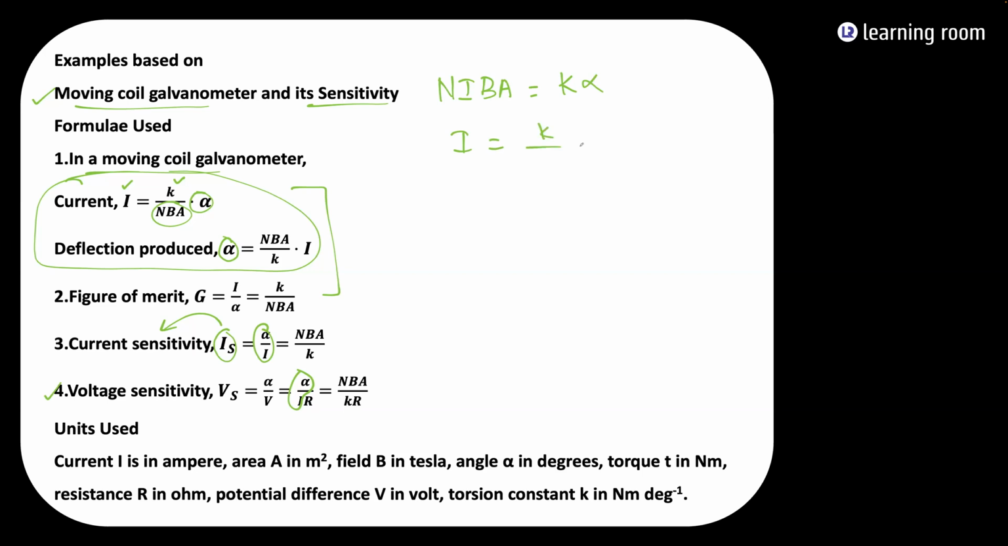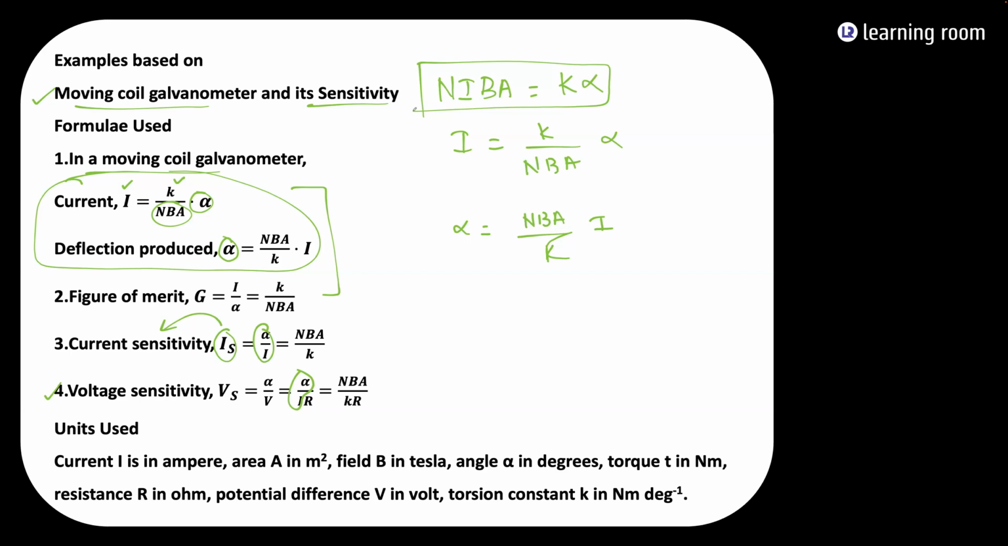I is equal to K divided by NBA into alpha. Makes sense? Similarly, alpha is equal to NBA divided by K into I. That's what is given here. So all that you need to remember is this one: NIBA should be equal to K alpha. From that, you can manipulate anything and get it, if at all you forget. Am I clear with this?